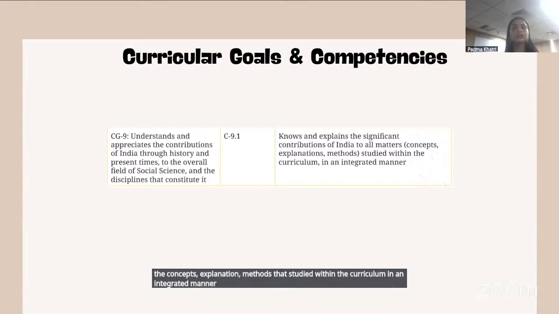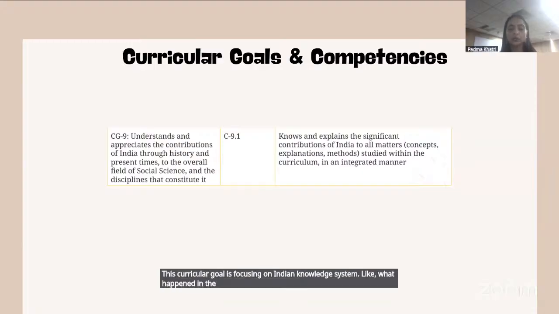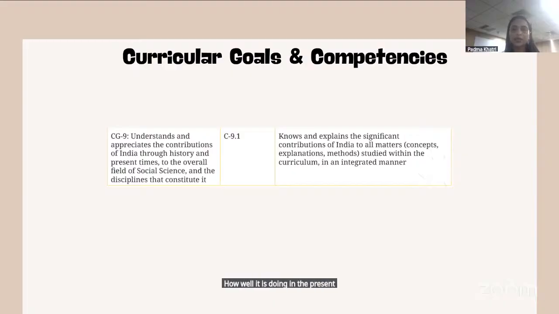So here you can see this curricular goal is focusing on the Indian knowledge system, like what happened in the past, what is happening at the present time. In all the fields of social science, there must be the contribution of India, right? Appreciating India, what it had in the past and how well it is doing in the present time, right?